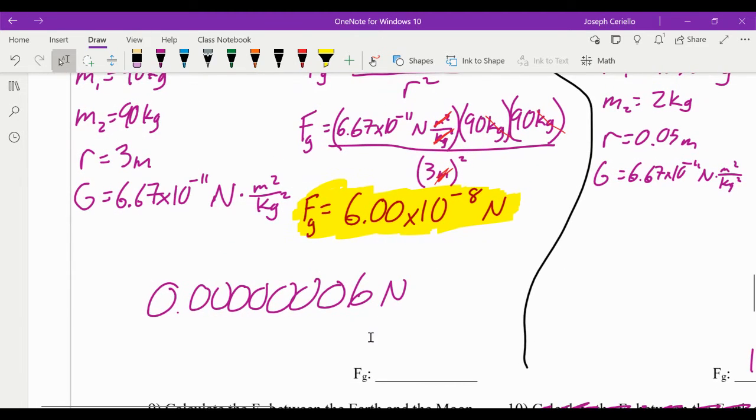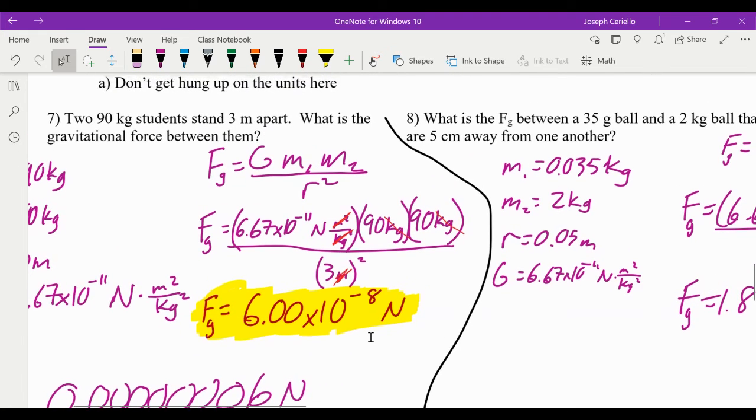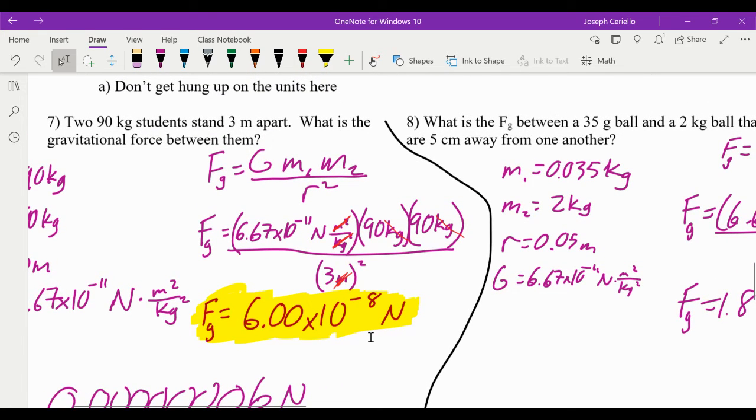So we're left with newtons. A very tiny number, 6 times 10 to the negative 8 newtons, or like 60 nanonewtons. Obviously, we don't really feel the force of gravity between people on an everyday basis. 2 90 kilogram students, that's about 200 pounds apiece. And they are about 10 feet apart, so they really don't feel the force of gravity from each other, but it is there. It's just really tiny.